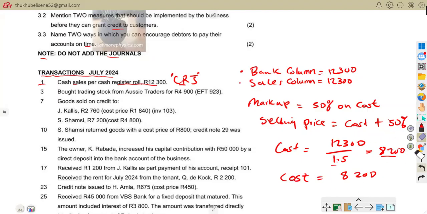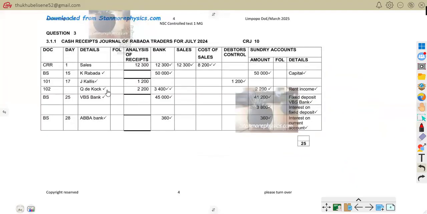Now, let us go and try to get to our answers. As you can see, this is the church register roll, our document. On the first day, we received 12,300 on our analysis of receipt. This is going to go into the bank as 12,300, and it was for goods that were sold. That is why under the sales column, we are still going to show that as 12,300.